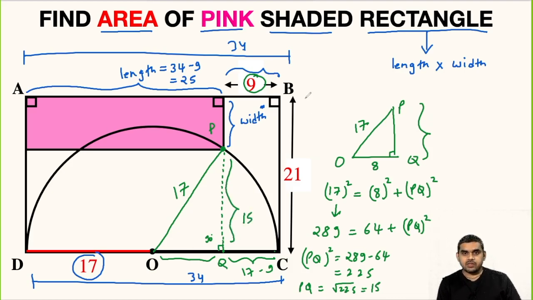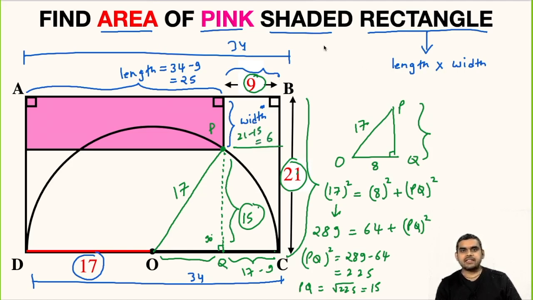Now if the total B to C distance is 21 and P to Q is 15, then the width will be 21 minus 15, which is 6 units. Now we can find the area of this pink shaded rectangle. So length is 25 and width is 6. Let us multiply this. So this will be 150 square units.